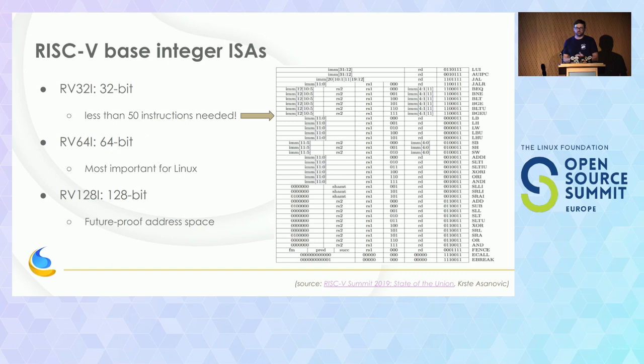So we have these base integer ISAs here. We have the lowest one, which is 32-bit, and it's actually quite small, so it's quite useful for embedded systems or also for teaching, since it's much simpler than other instruction sets. For the purposes of Linux, RV64I is going to be the most common one. That's the 64-bit. And there's even space in the instruction encoding to have, in the future, 128-bit.